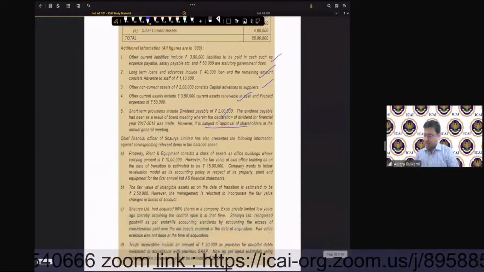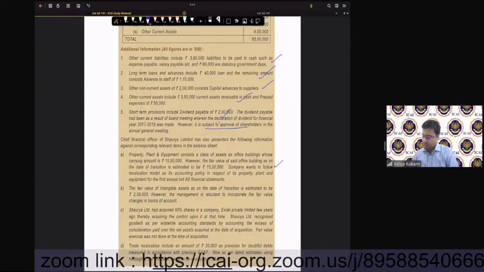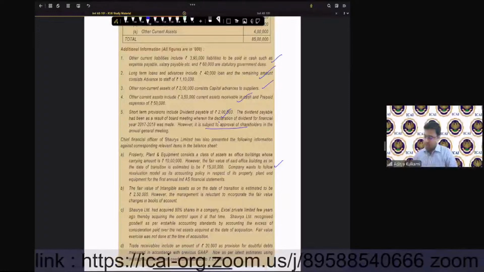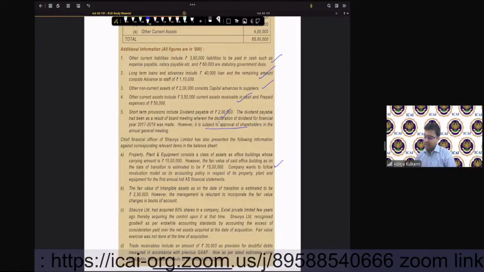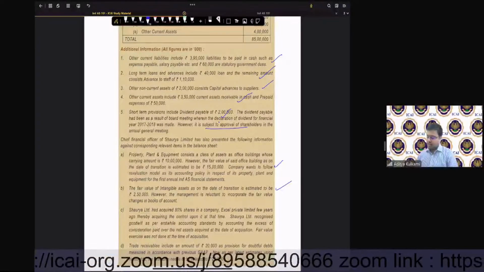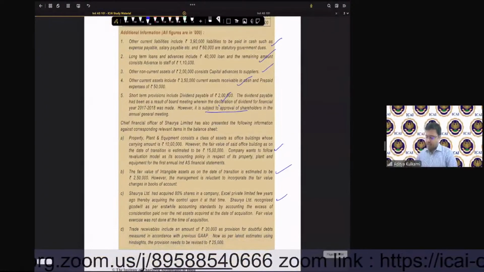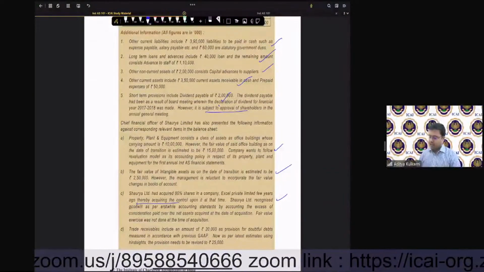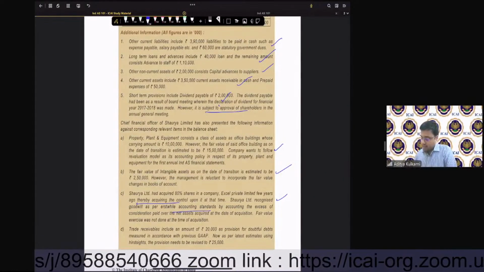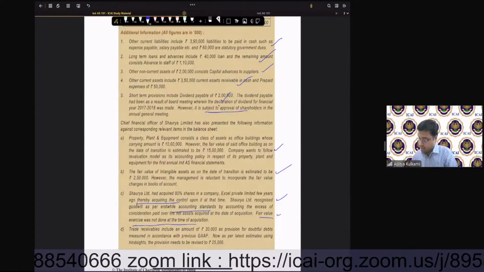The CFO has also presented the following information. PPE consists of a class of assets. However, the fair value of the building is so much. Company wants to adopt the fair value revaluation model in respect of property, plant and equipment for the first annual Ind AS financial statements. Fair value of intangible asset is given. Shaurya Limited had acquired 80% shares of Excel Private Limited few years ago, thereby acquiring control. Shaurya recognized goodwill as per accounting standards, the excess of consideration paid over net assets. Fair value exercise was not done at the time of acquisition. So that is there.